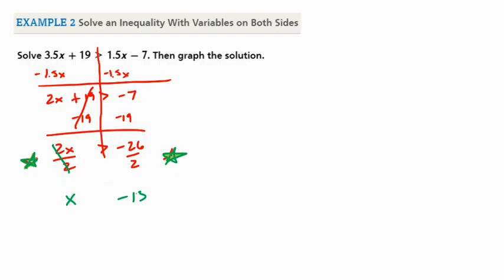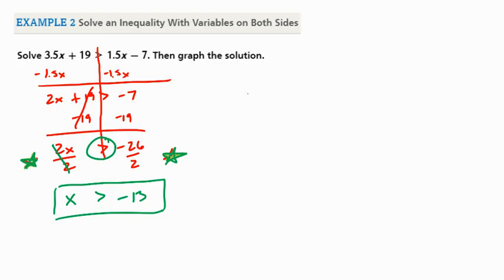So it's not going to change the inequality. So this greater than stays greater than. It doesn't change. So we did not divide by a negative. So we did not change the inequality symbol. So x is greater than -13 is the solution here. Okay? So again, I did not change the inequality symbol because I did not divide by a negative.